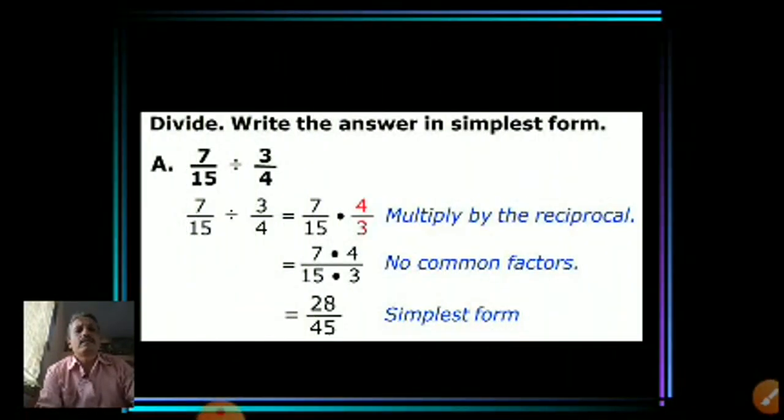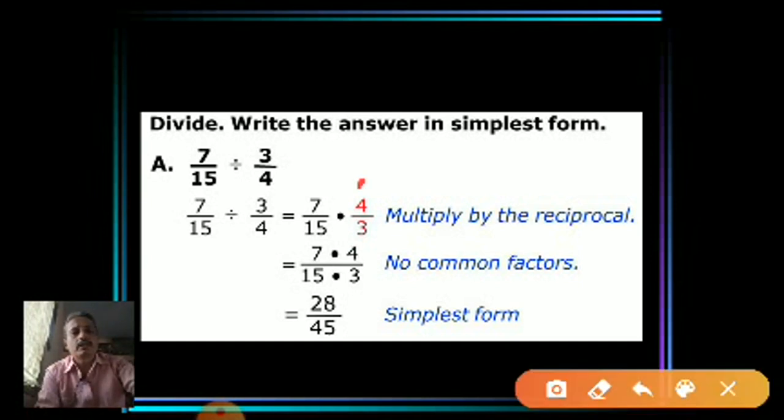Divide the number 7 upon 15 divided by 3 upon 4. As we know, we multiply the second number by its reciprocal. The reciprocal of 3 upon 4 is 4 upon 3. So here I have written it in red color. This is the reciprocal of 3 upon 4. Now, as we know the multiplication of rational numbers, numerator with numerator, denominator with denominator. And last, 7 4s are 28 and 15 3s are 45.